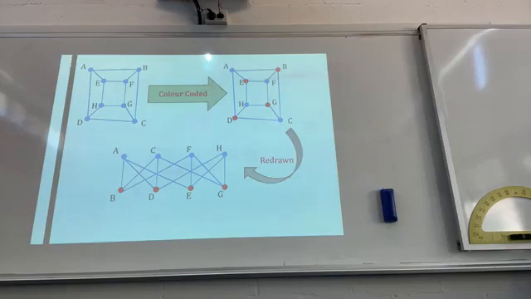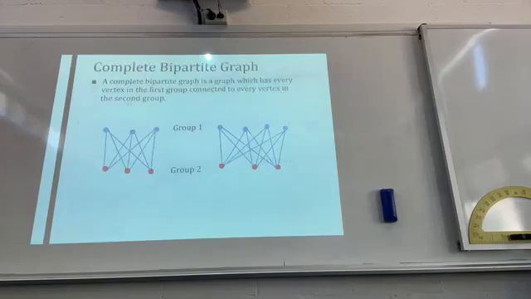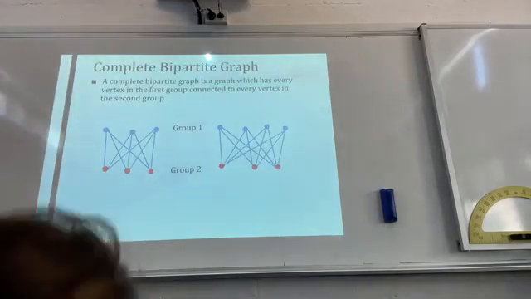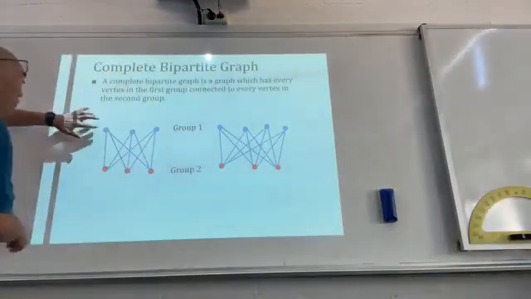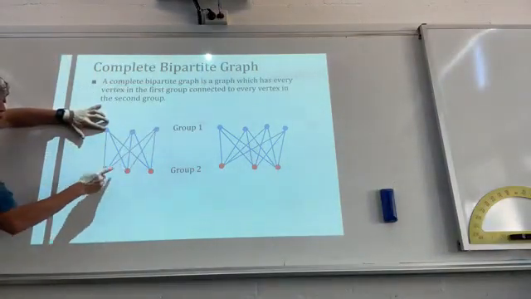All right, next. Now, you need to know what a complete bipartite graph is. Again, there are questions that will ask you what a complete bipartite graph is. It's a graph which has every vertex in the first group connected to every vertex in the second group. So, for example, there are 3 in group 1, 3 in group 2.